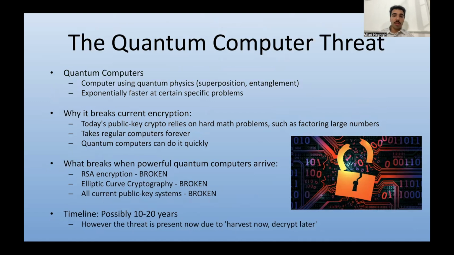The next issue is the quantum computing threat. Quantum computers are able to solve certain problems very quickly, and this breaks current public key encryption, which is based on hard math problems like factoring large numbers. Quantum computers can solve these problems very quickly, which will break RSA encryption, elliptic curve cryptography, all modern classical algorithms.